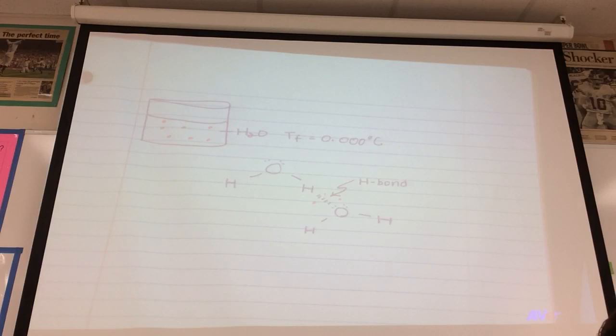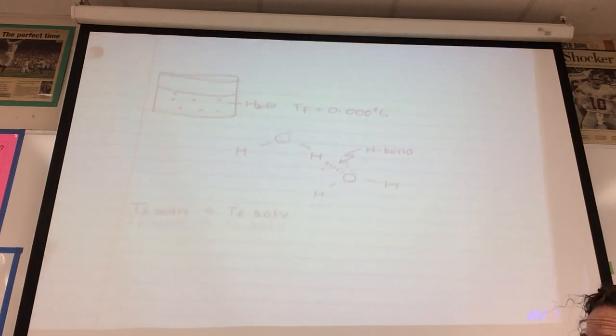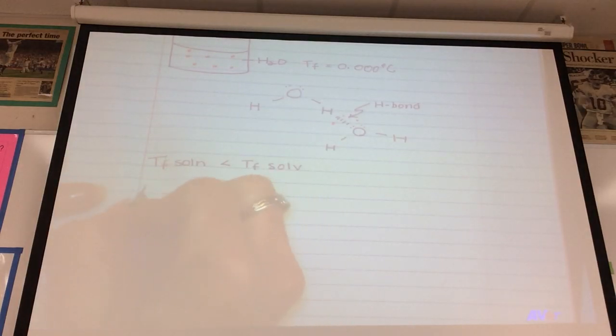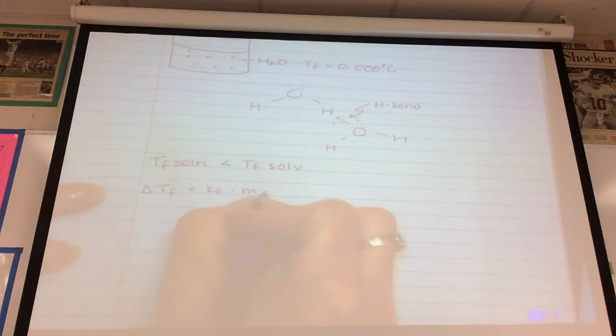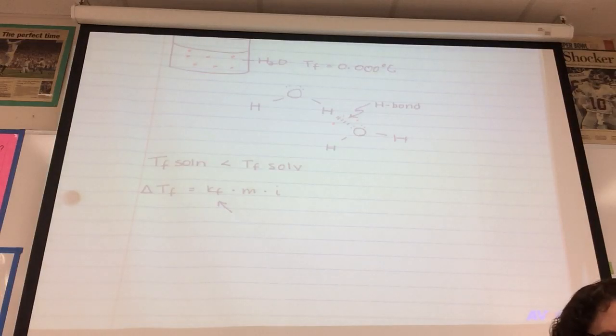And now the temperature has to be even lower for the solution to freeze. So the freezing point of a solution is less than the freezing point of the solvent. And as we saw in the do now, there will be two formulas that you will use. Delta TF is equal to KF times the molality times I. The KF is the only new piece. I'll point that out in a sec.